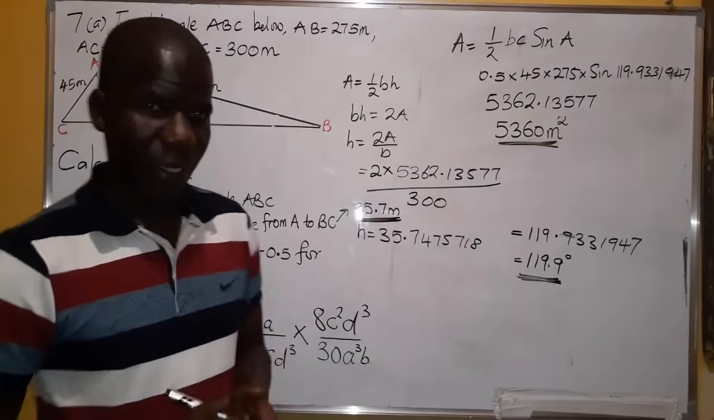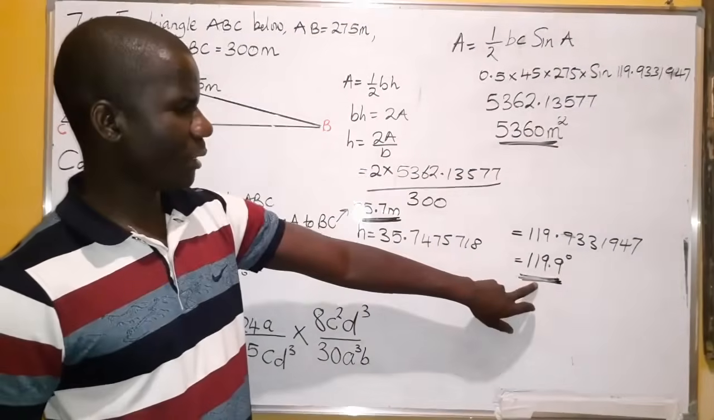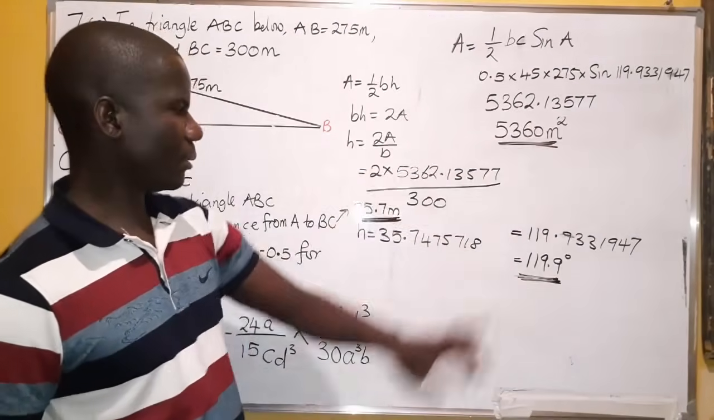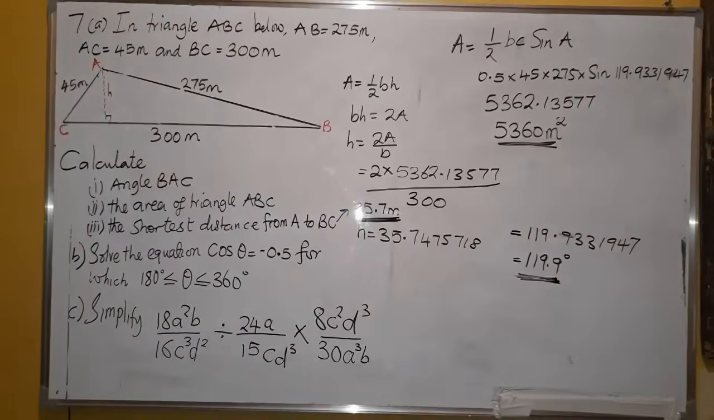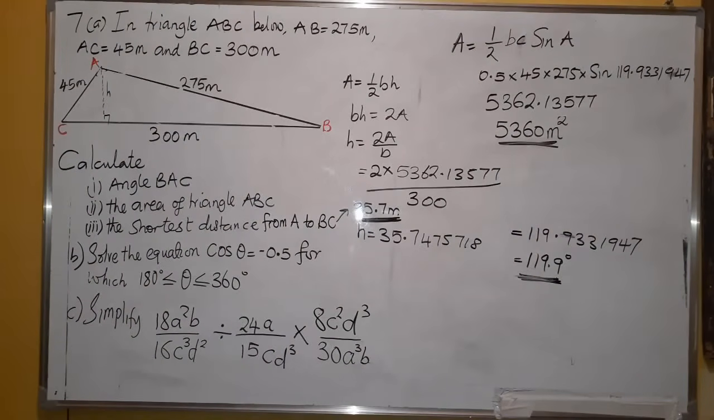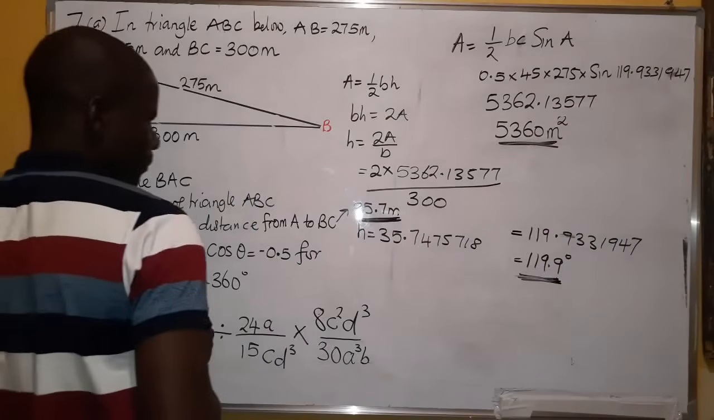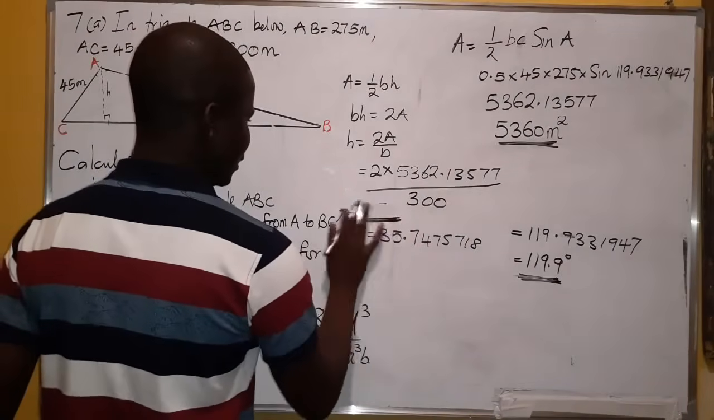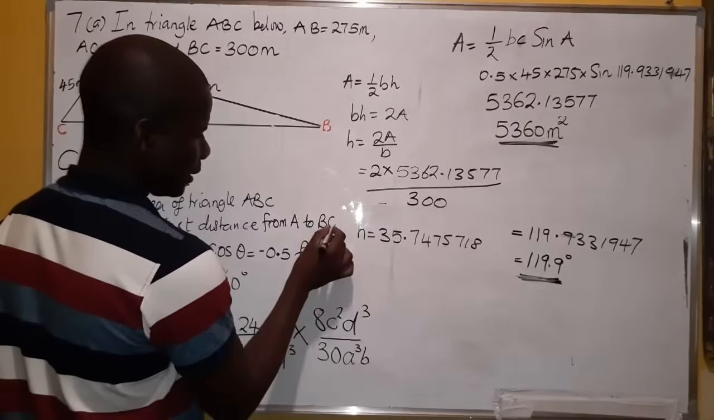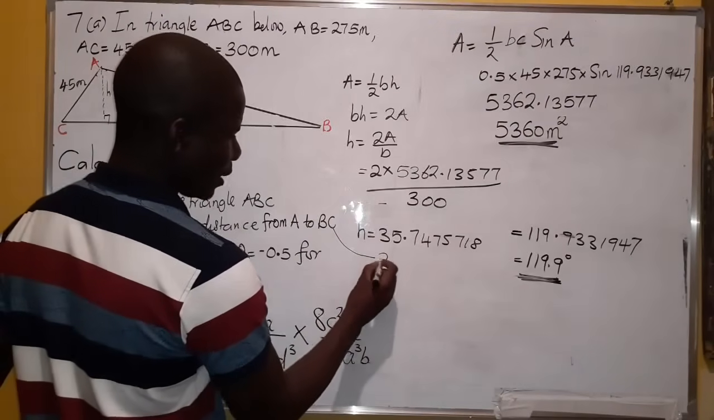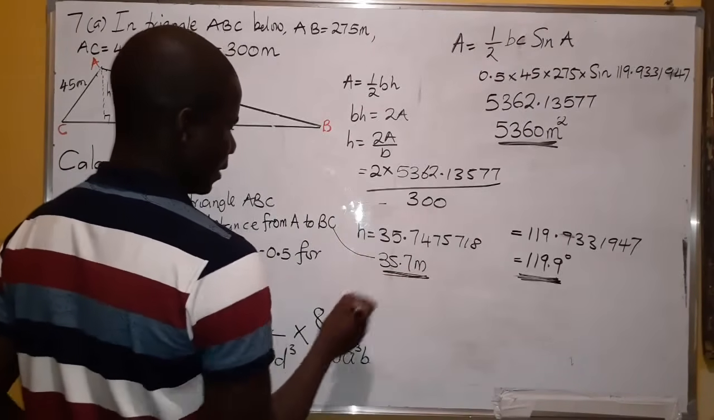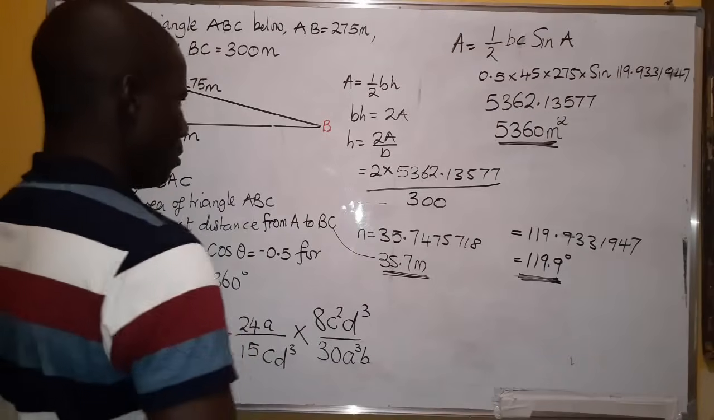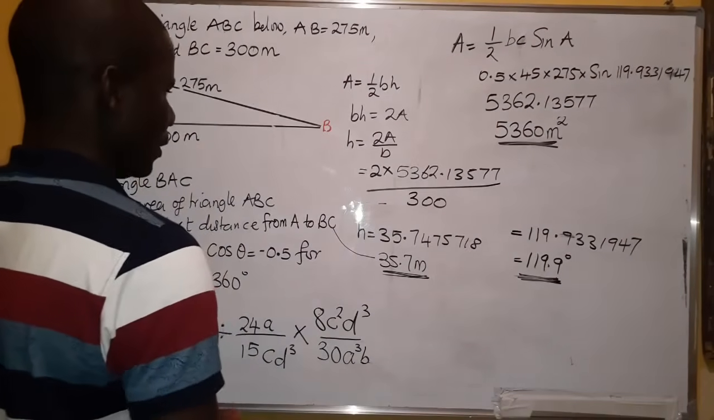So in our final answers, for the first one we need to write this one, the second one, and the third one. All right? Are they clear? So this one here, just like I indicated, is the shortest distance. It's supposed to be 35.7 meters. I hope it's very clear at this point.